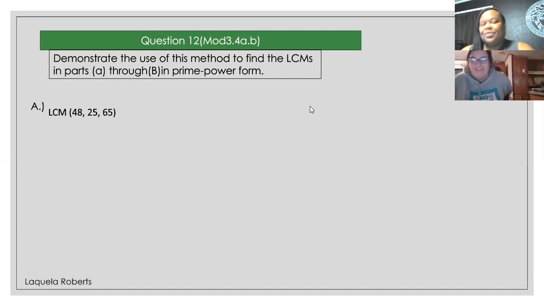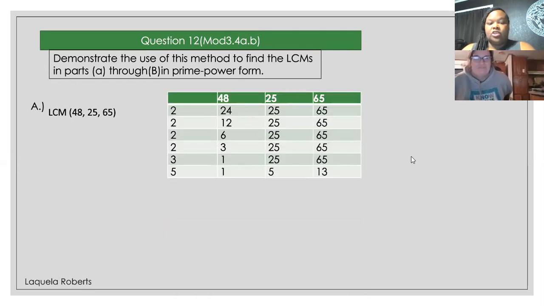Well, let's see. So our numbers for the lowest common multiple are 48, 25, and 65. Here's our chart. So how we do this is 48 divided by 2 gives us 24. 24 divided by 2 gives us 12. 12 divided by 2 gives us 6. 6 divided by 2 gives us 3. 3 divided by 3 gives us 1. So then our next prime number will be 5. So it'll be 1. All right?